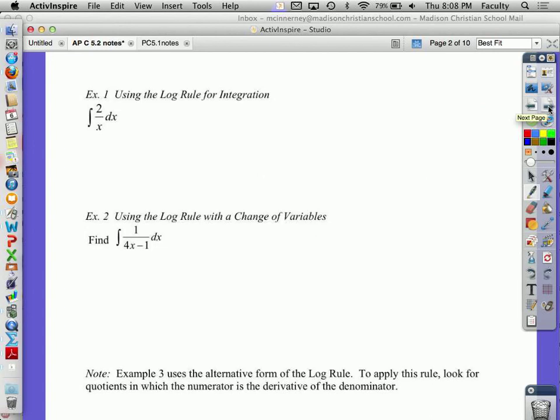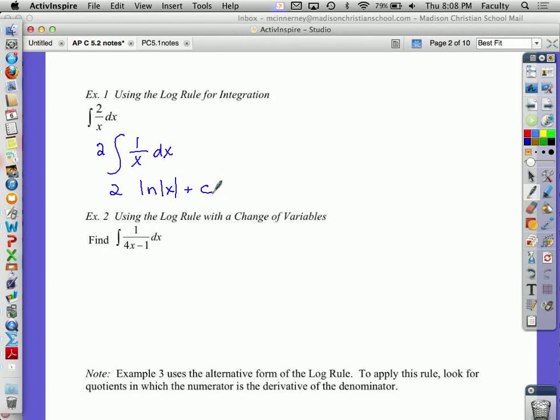All right, so using the log rule for integration, the first thing I'm going to do is pull out the 2. You can do that with a constant. And so then it's just 2 times the natural log, the absolute value of x plus c.